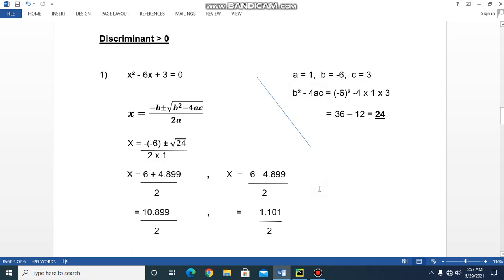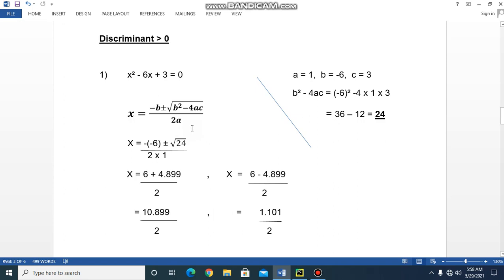So b square minus 4ac equal to, b is minus 6, so minus 6 the whole square minus 4 into a into c, which is 1 into 3. So minus 6 the whole square is 36, minus 4 into 1 into 3 is minus 12. So 36 minus 12 is 24. So the discriminant 24 is greater than 0.